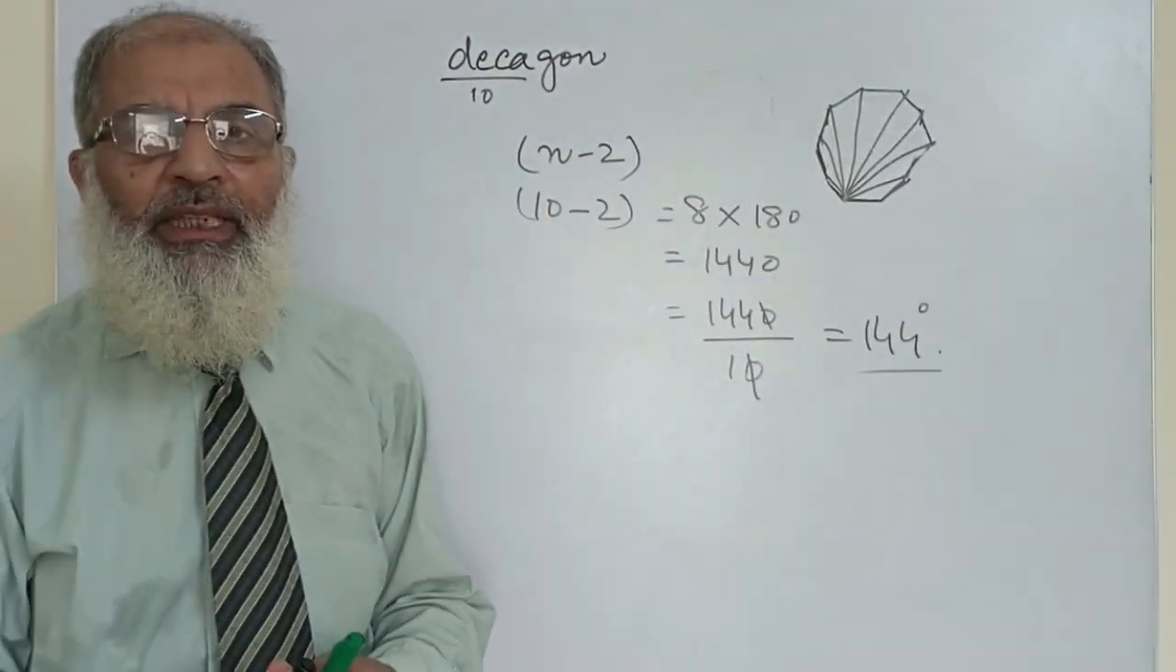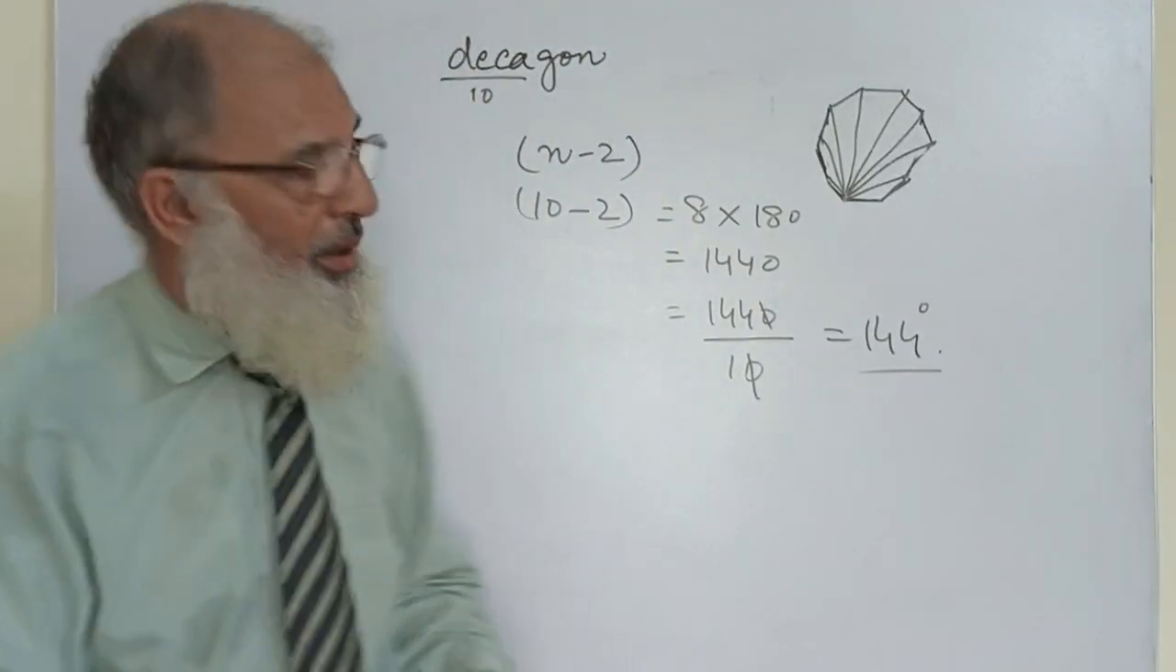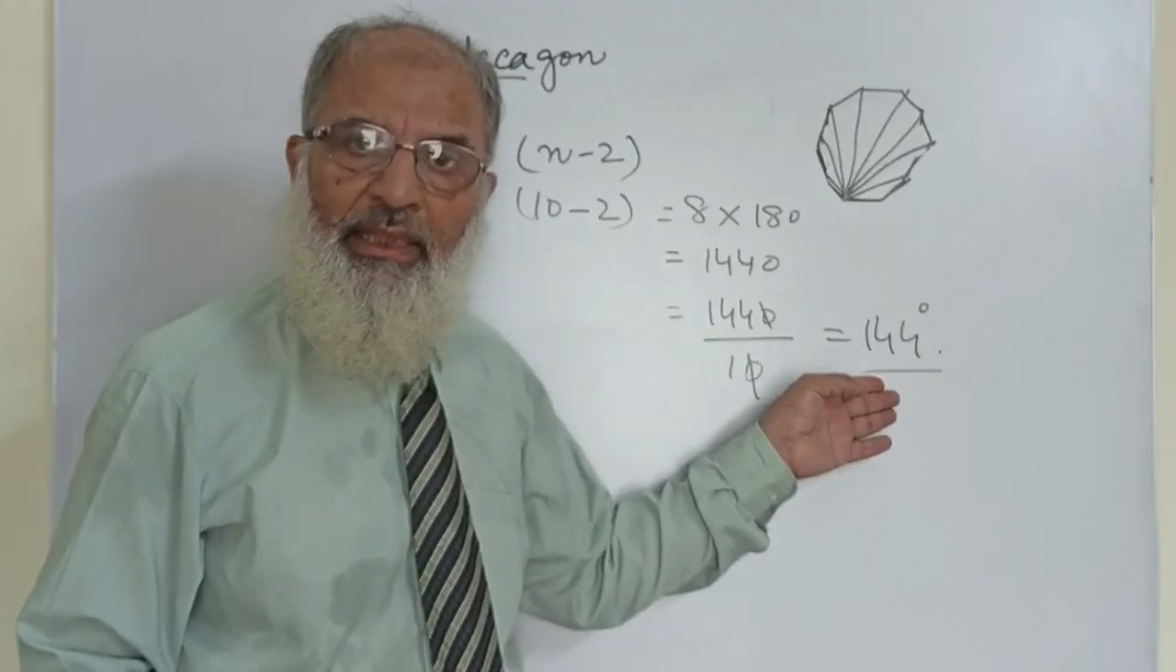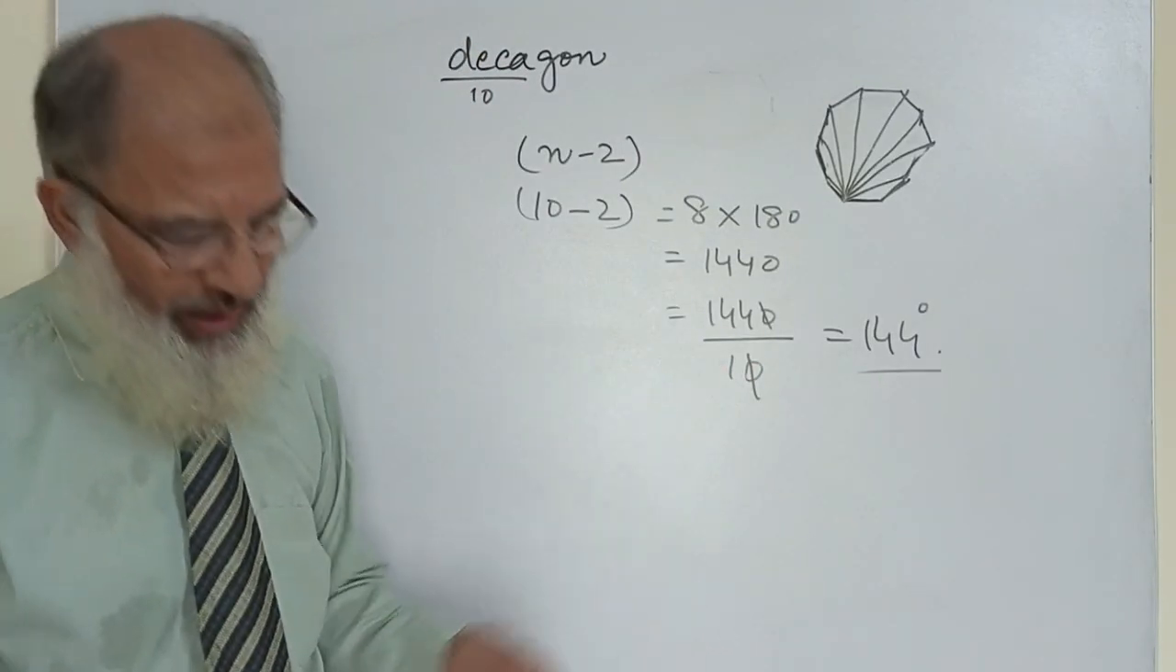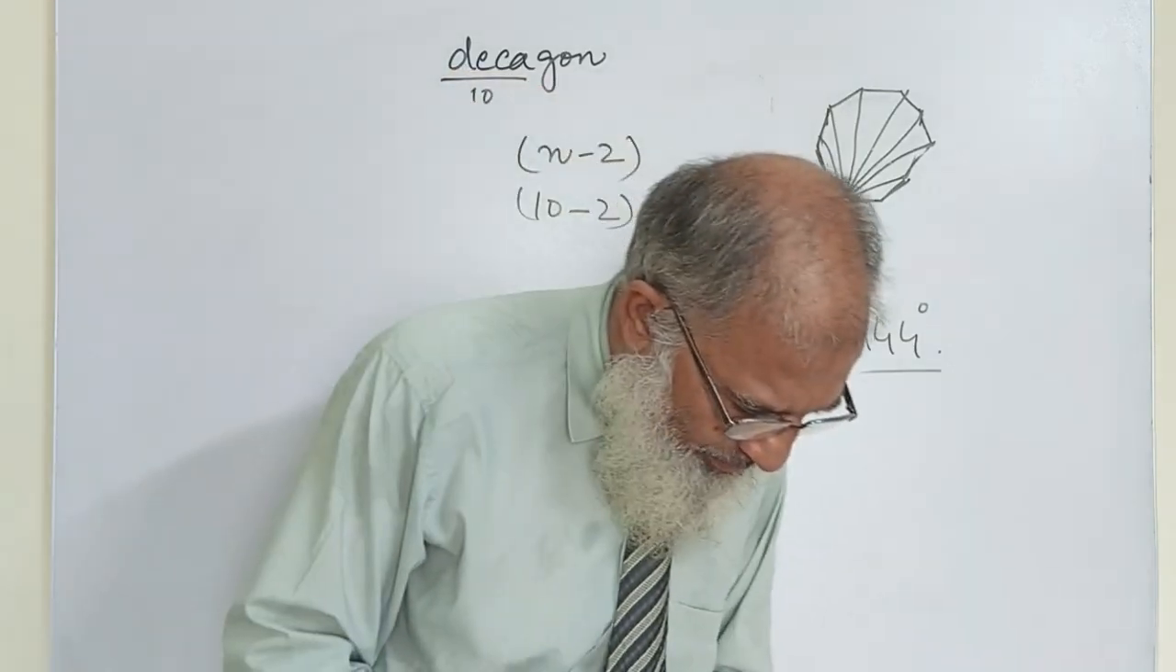Now the next worked example is the reverse of this. The angles are given and we have to find the sides of the polygon. It is very easy and you can do it by yourself.